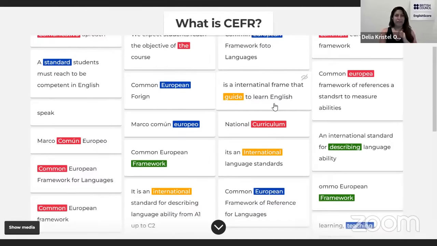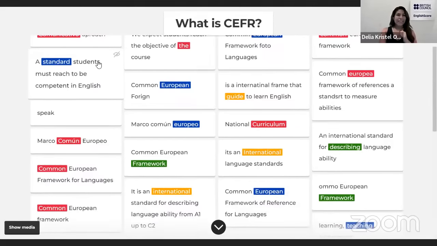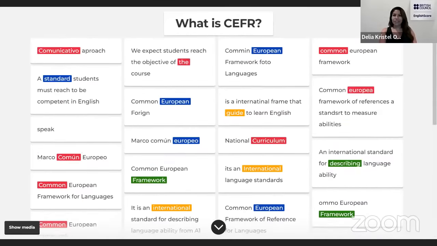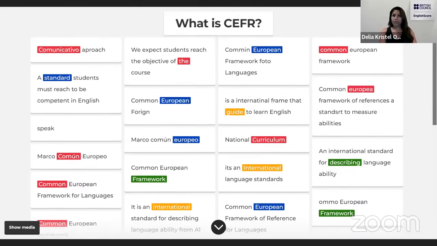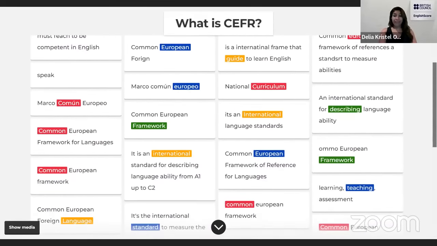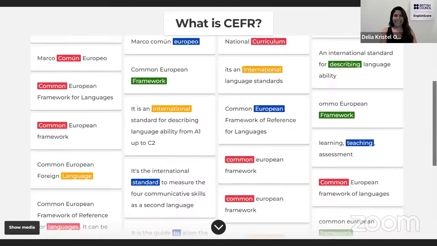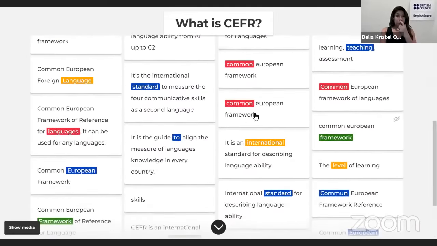Very nice. This is a very nice response. As standard, students must reach to be competent in English. Very good, an international standard for describing the language ability. I love that. That's very nice. It is an international standard for describing language abilities from A1 up to C2. Amazing. To measure the 4 communicative skills and as a second language.